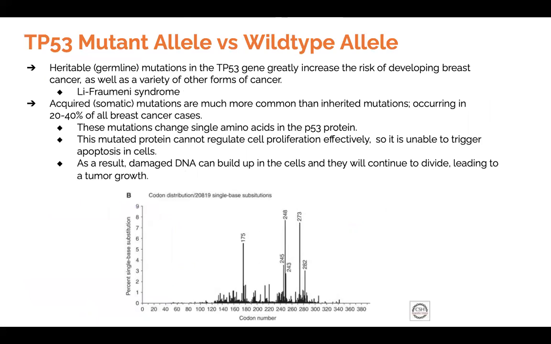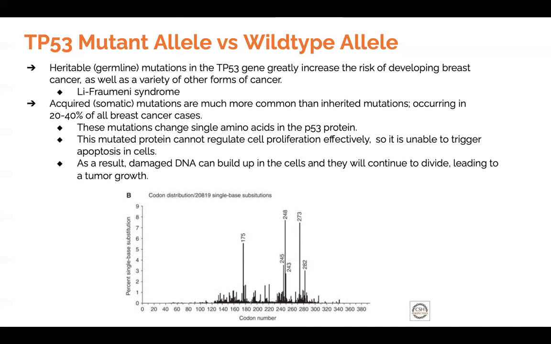There are 2 types of mutations. There's heritable and there's acquired. Heritable mutations, also known as germline mutations in the TP53 gene, greatly increase the risk of developing breast cancer, as well as a variety of other forms of cancer. Li-Fraumeni syndrome is an example of this, and this is an inherited condition that is characterized by an increased risk for certain types of cancers.